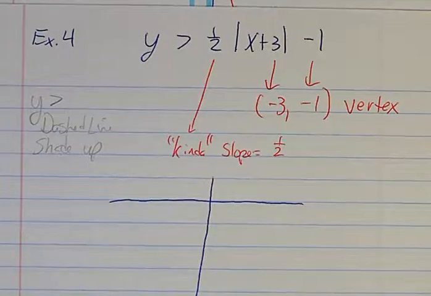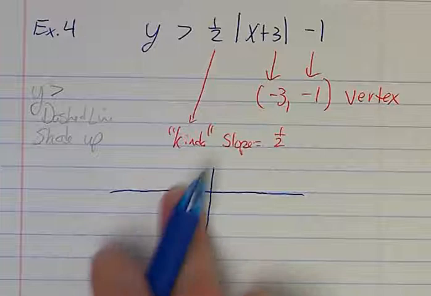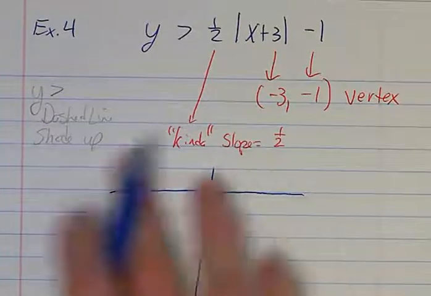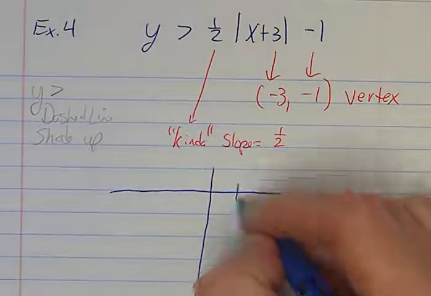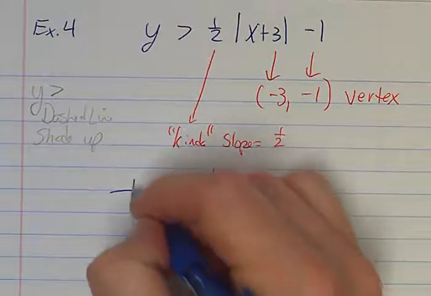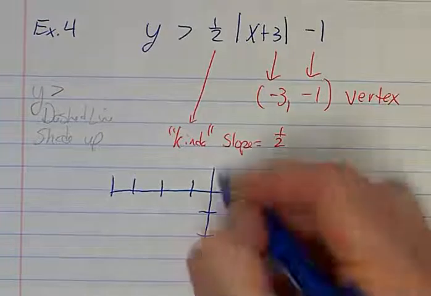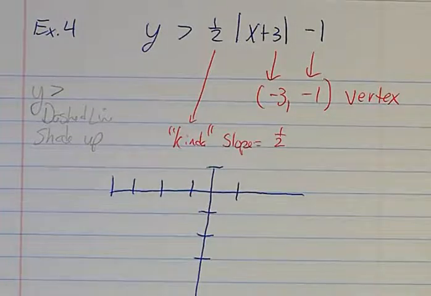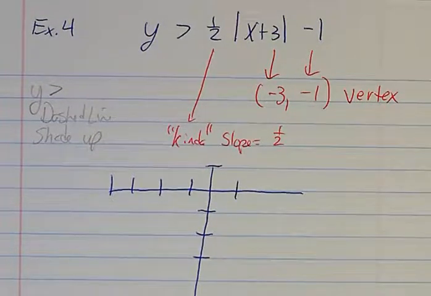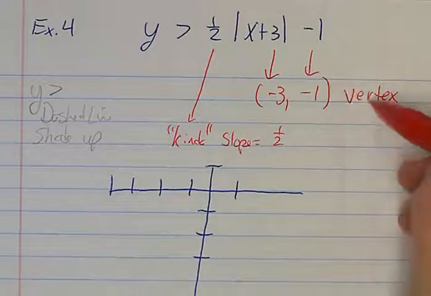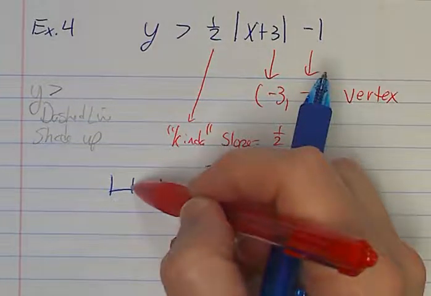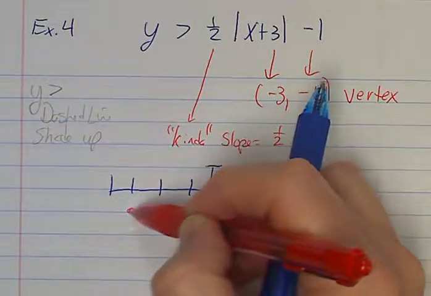Okay, and this one, when you graph it, you'll need a little bit more room kind of to the left and down, because it's mostly to the left side over here. Okay, so the most important point again is the vertex. So go -3, -1. So that will put the vertex right there.